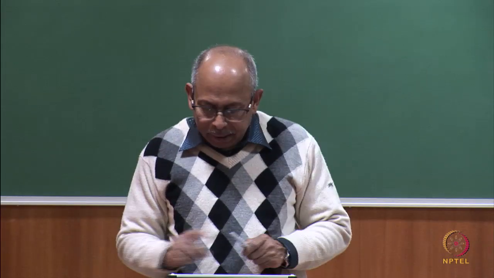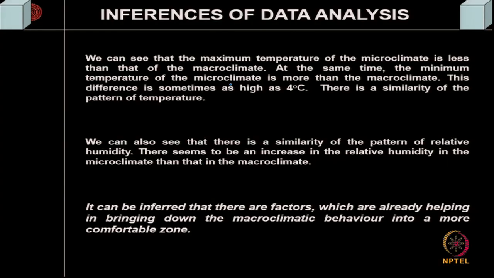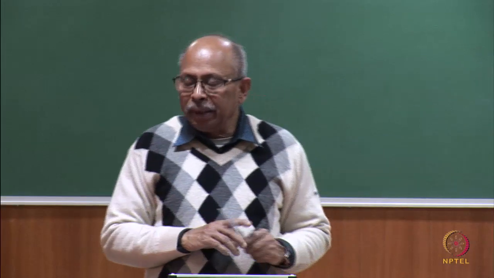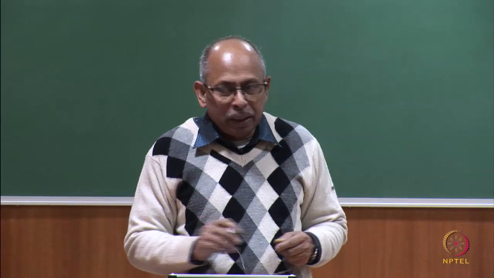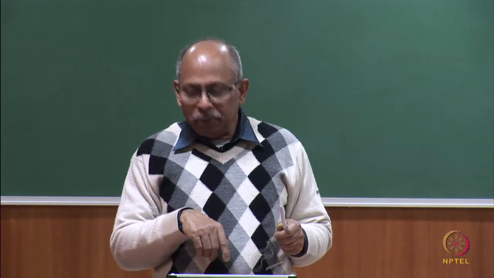So, the maximum temperature of the microclimate is less than that of the macroclimate. Safdarjung can be considered a macroclimatic scenario, somewhat the general Delhi scenario. At the same time, the minimum temperature of the tomb is more than that of Safdarjung. So, in the microclimate, this difference is sometimes as high as 4 degrees centigrade. With that many trees, 5 trees of 15 meters, 50 of 10 meters and 75 of 5 meter diameter, they could reduce the temperature by 4 degrees on average over the space that we considered.